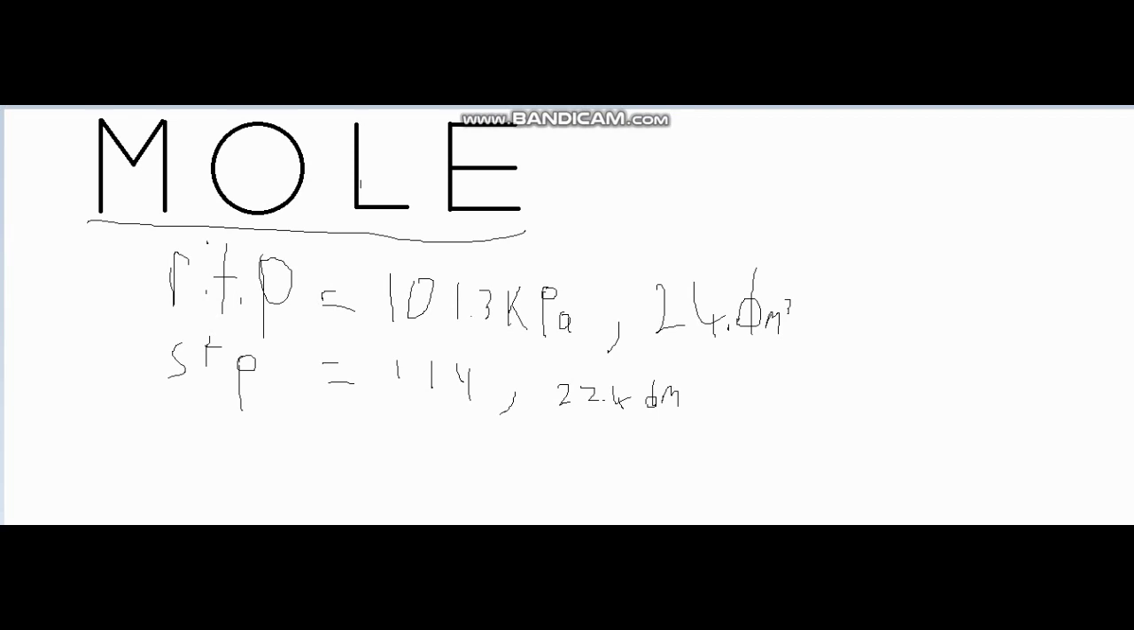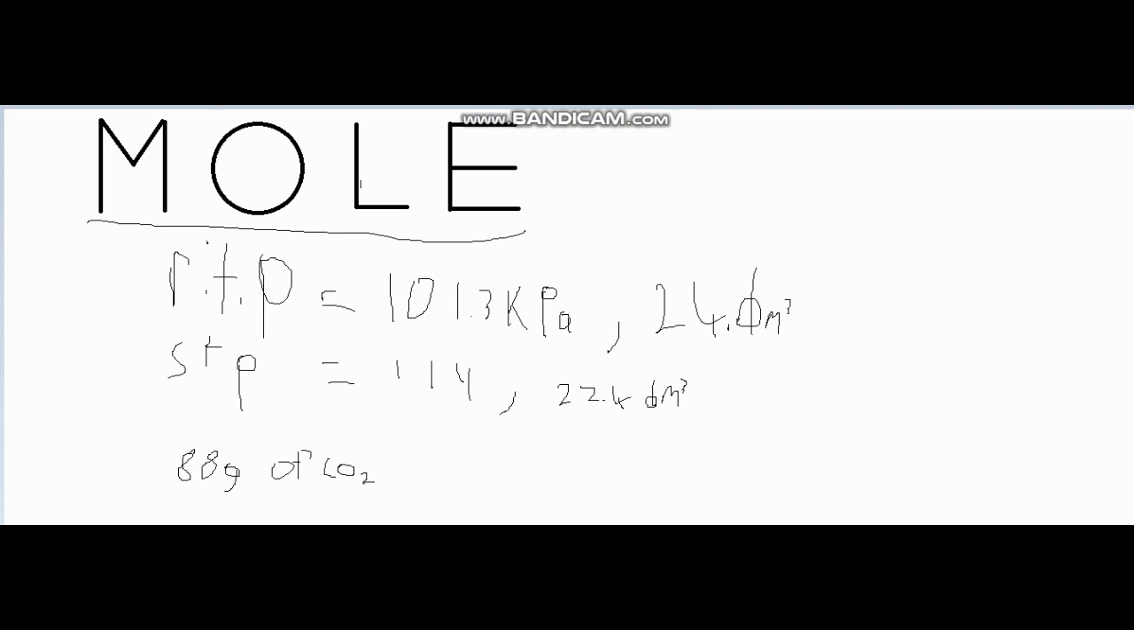So let's say we had about 88 grams of carbon dioxide gas at RTP. We can now find out what volume this 88 grams would contain by looking at the mole and how it relates to volume.